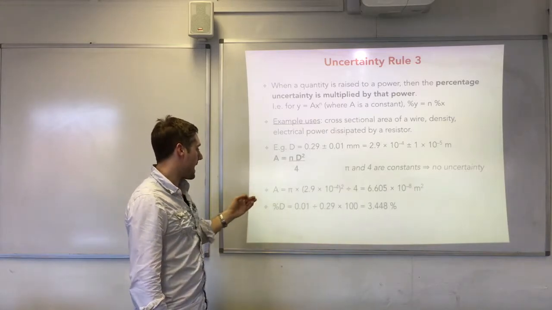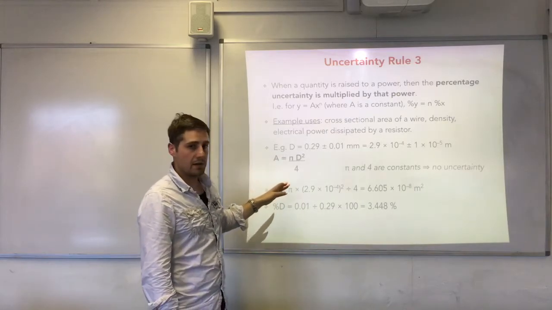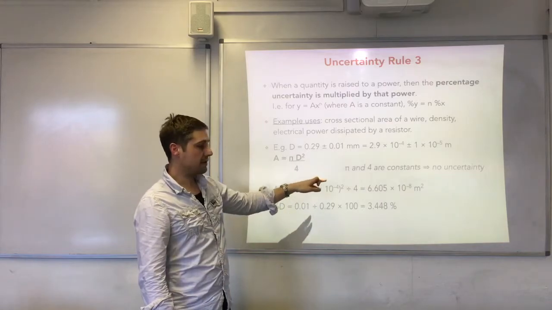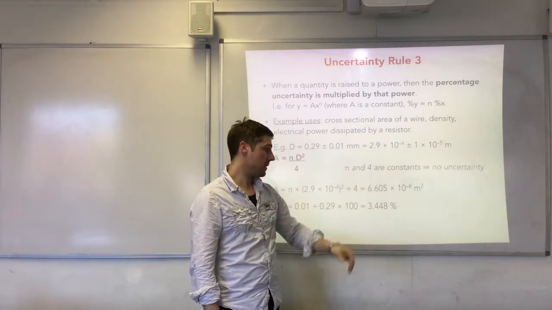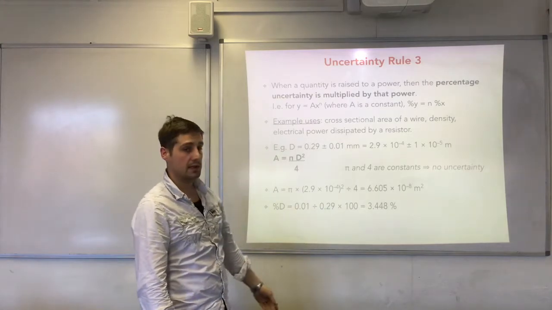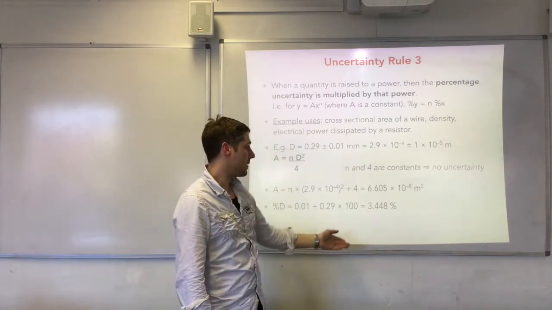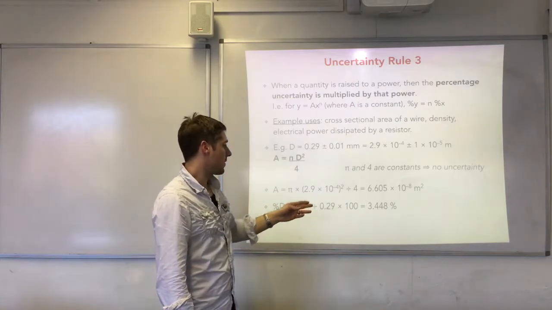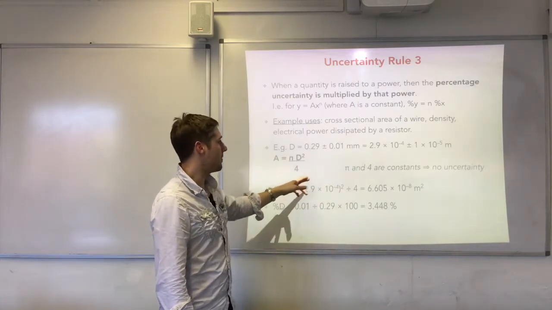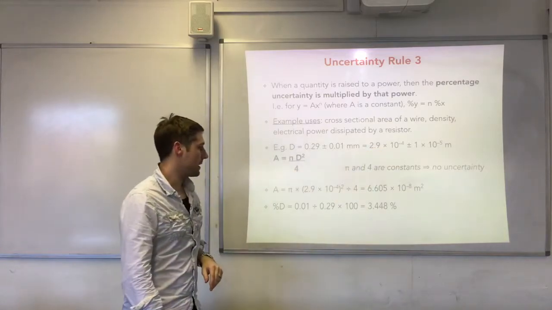We need to calculate A. A is pi times 2.9 times 10 to the minus 4 squared divided by 4. That gives me 6.605 times 10 to the minus 8 meters squared. So again, I'm keeping 4SF there. So I've calculated my cross-sectional area. I've done it in meters, that's why I use that value.